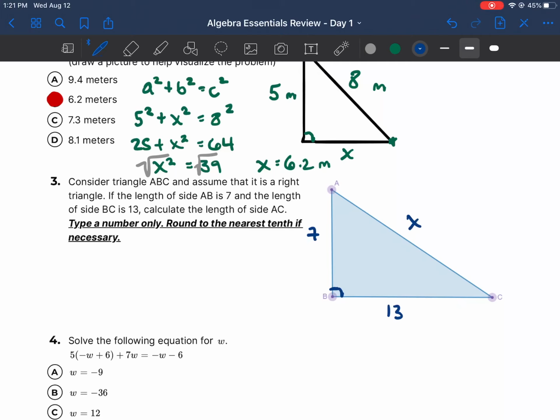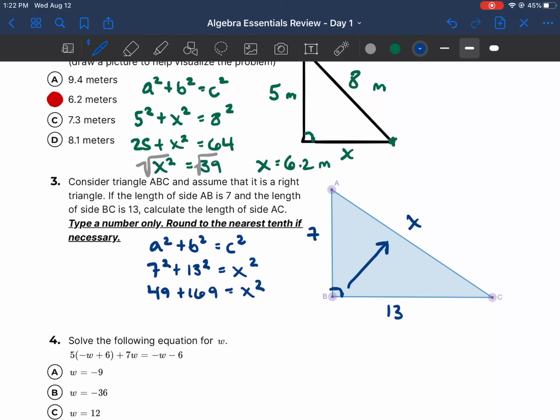And how do I know that AC, or what I'm calling x, is the hypotenuse? Well, recall that the hypotenuse is the side that's directly across or directly opposite of the 90-degree angle. So once again, because we have a right triangle, we can use the Pythagorean theorem. We can say a squared plus b squared equals c squared. We know a and b, the legs, are 7 and 13, so 7 squared plus 13 squared equals x squared. Well, 7 squared is 49, 13 squared is 169. Let's add those together. That'll give us 218. So x squared is equal to 218.